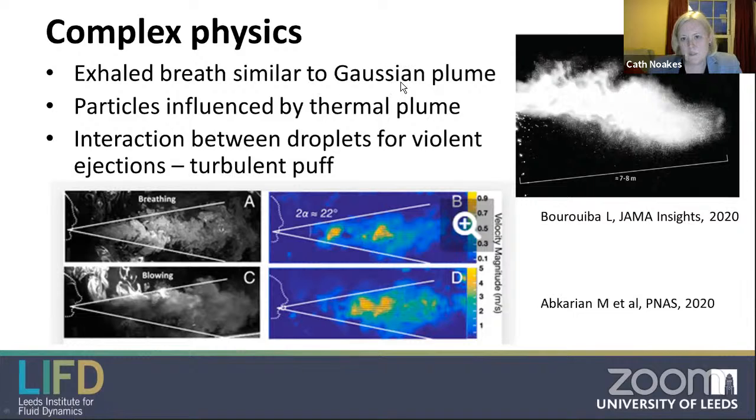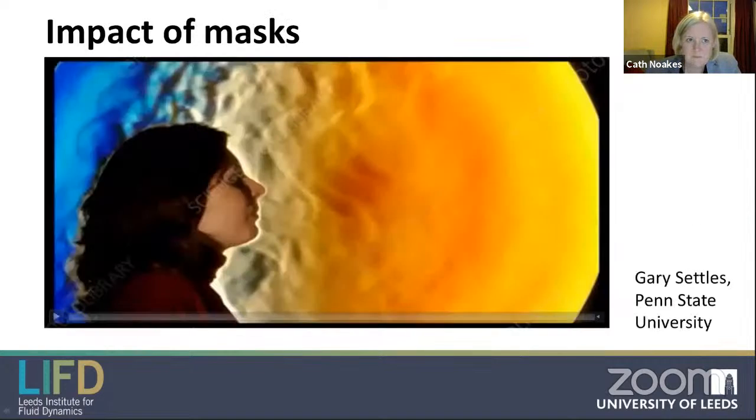But there's a very complex thing that happens when people do what's called a violent ejection, so a cough or a sneeze. The particles clump together and travel in a turbulent puff. So think about when you see somebody smoking and those particles cling together in the air for a bit longer than you think they should do. And that means that they can potentially go further than we think they do.